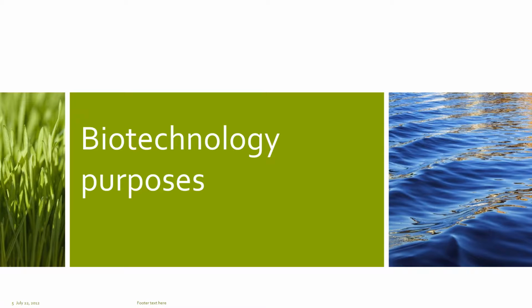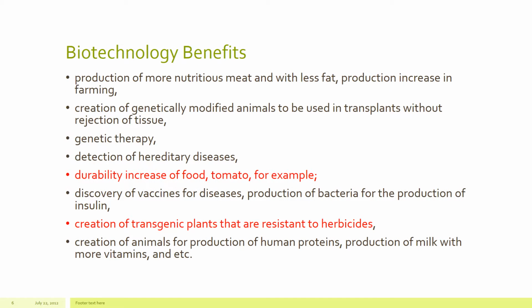The purpose of biotechnology techniques, including GMO seeds. The purpose of biotechnology in agriculture and livestock is to bring benefits to humankind through the following, the ones that are presented in the slide, but in specific, the ones that are highlighted. For example, the durability increase of food, we have tomato as an example, and the creation of transgenic plants that are resistant to herbicides. Transgenic seeds are thought to be an enhanced version of the original seed because they are more resistant to pests and more productive.